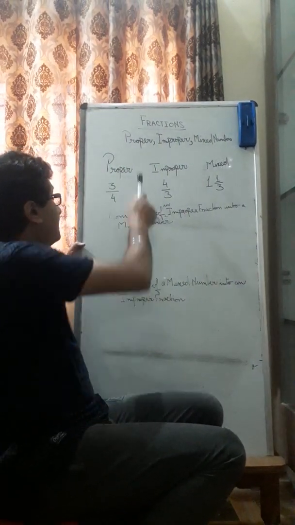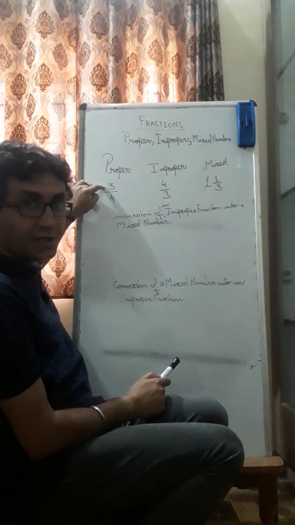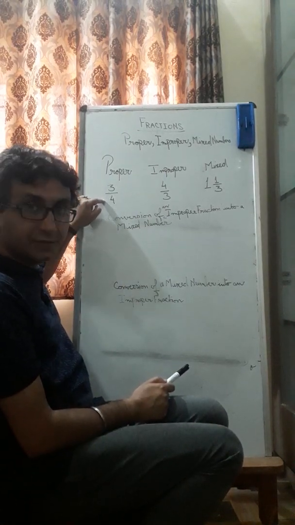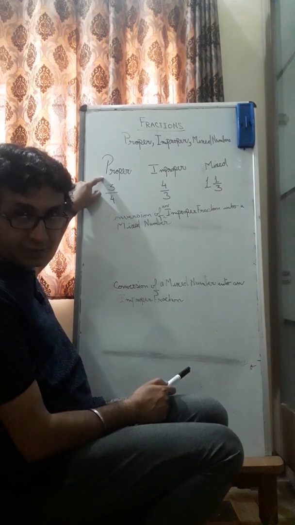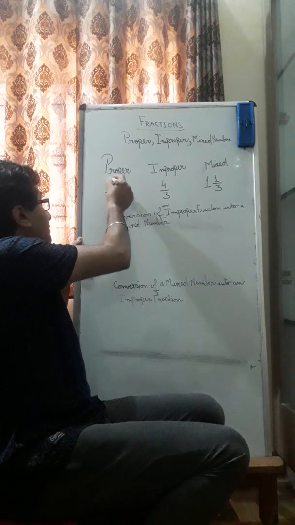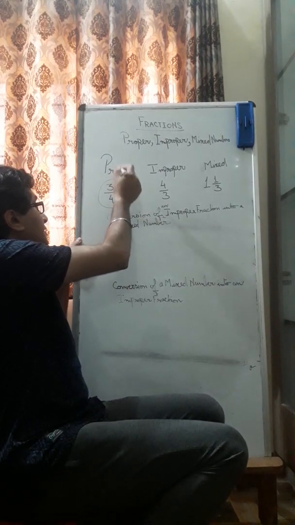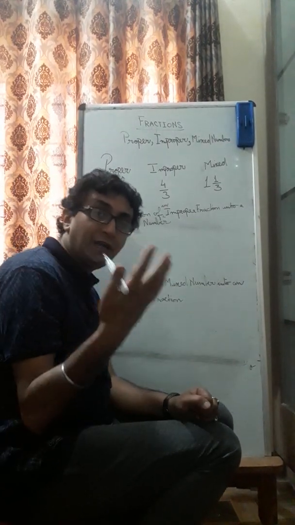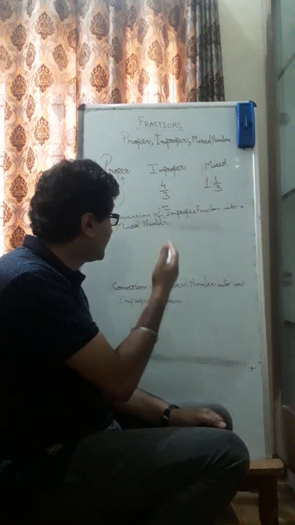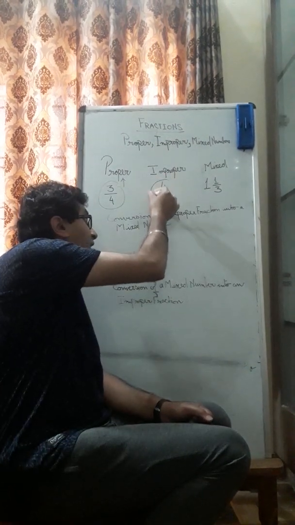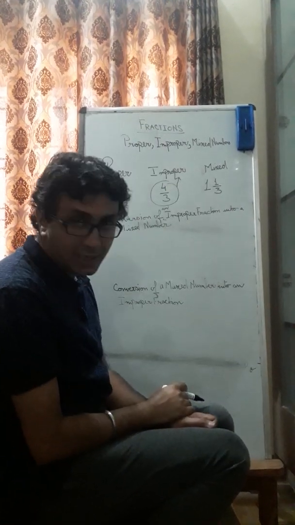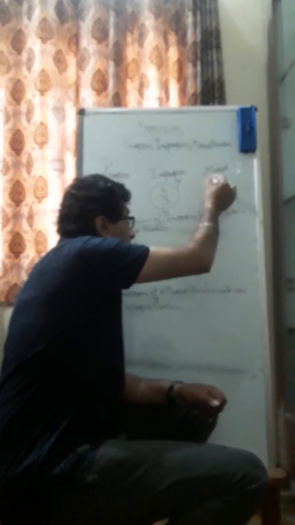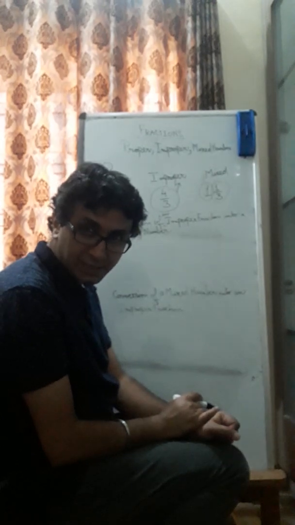I told you in a proper fraction, the numerator is always smaller than the denominator. So 3 by 4 is a proper fraction. An improper fraction is where the numerator is bigger than the denominator, so 4 by 3 is an improper fraction. A mixed number has one whole number and a proper fraction. That's called a mixed number.